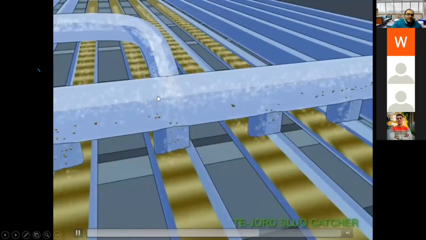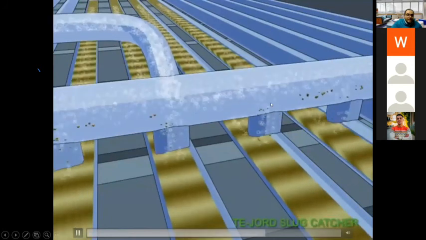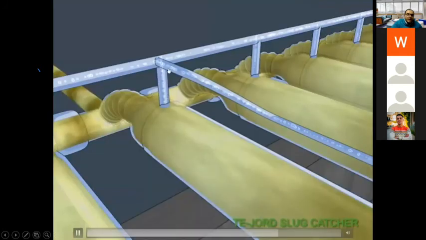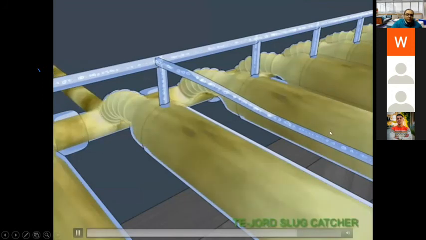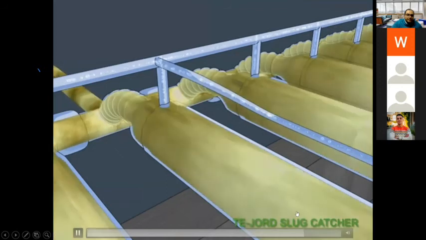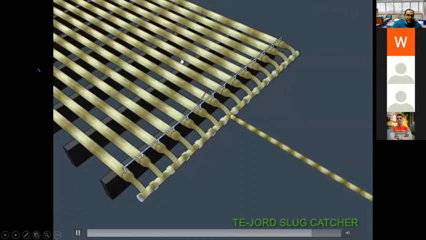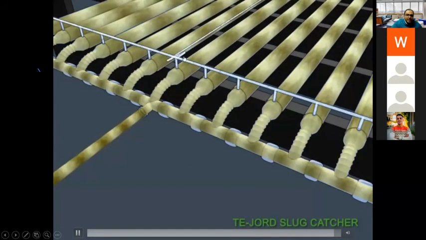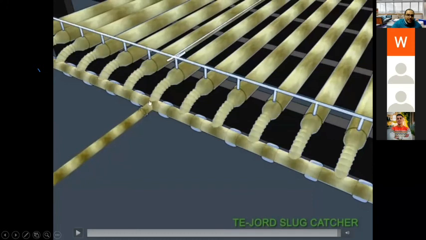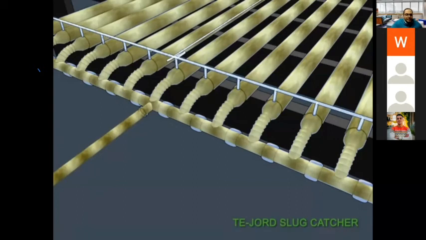So this is the importance of the fingers. This is called fingers, and the separation is done by gravity. Liquids go down and gas goes up. This is the idea of the slug catcher. As you can see here, the gas is collected above and sent to processing, and the liquid separated from the gas is sent to the other separation and condensate stabilization.